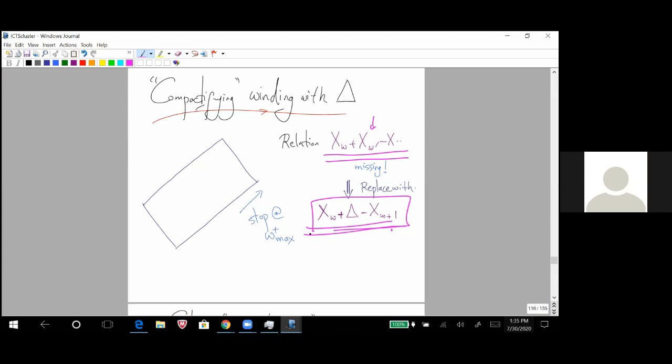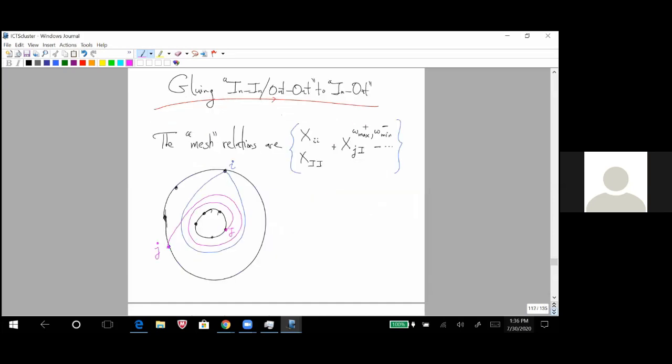Then we're going to go up in our cylinder for the winding variables. We're going to stop somewhere, and then all the dangling things near the cutoff, we're going to just write the relation x winding plus delta is equal to x winding plus 1, where all of these windings are inside. All of these ones are the ones that we have kept. So we're going to do that at the top, and we're going to do that at the bottom. Okay, so that's the first thing that delta does.